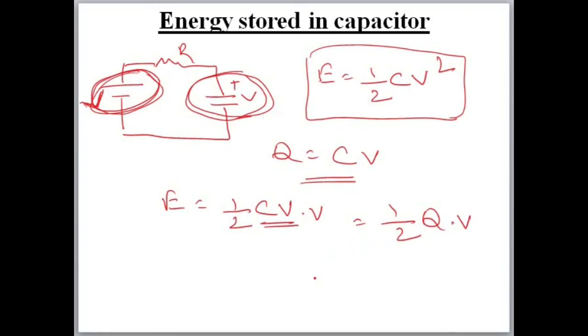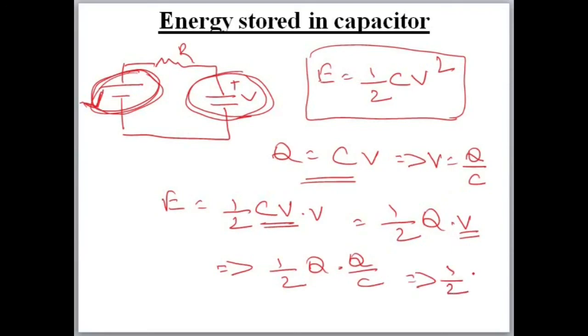We can break it further also. If you want to write half Q, what can we write for V? For V we can write Q by C. From here you can calculate V is equal to Q by C. So again it will come half Q square by C, or Q square by 2C. So energy stored in a capacitor is half CV square or half Q into V or Q square by 2C.